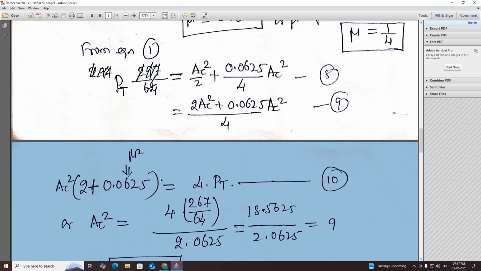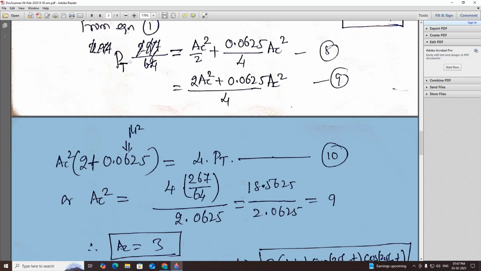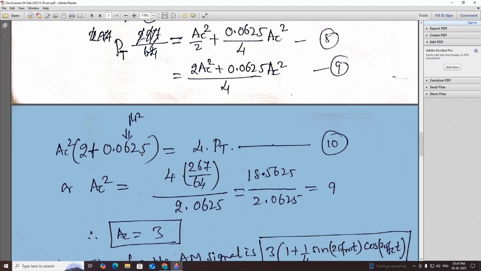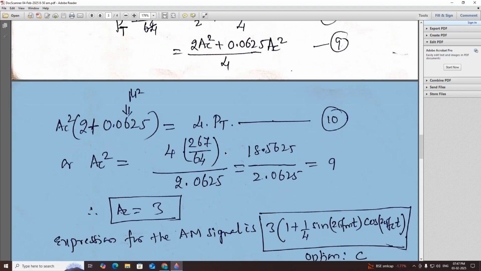Now this equation can be written as 4 times PT, by cross multiplication. AC square is taken common, so what we get is 2 plus mu square, which is 2 plus 0.0625, equal to 4 times PT. Therefore AC square is equal to 4 times PT divided by 2.0625. If we substitute for PT, which is 297, you will get 18.652.